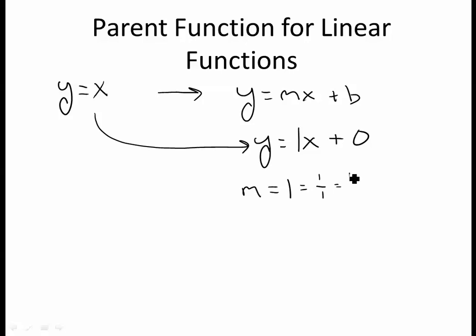We're looking at the rise compared to the run. Or another way of saying this is the amount of change in y when the amount of change in x is 1. b in this case represents the y-intercept, and you can think of that as the place where the line will cross the y-axis. So we know this line crosses the y-axis at 0, or at the origin.